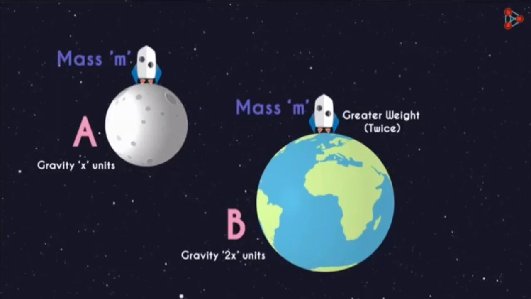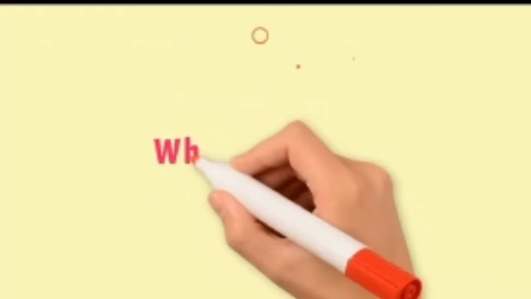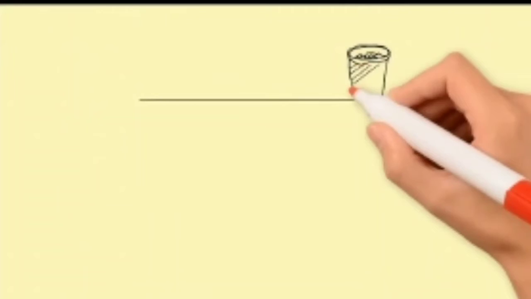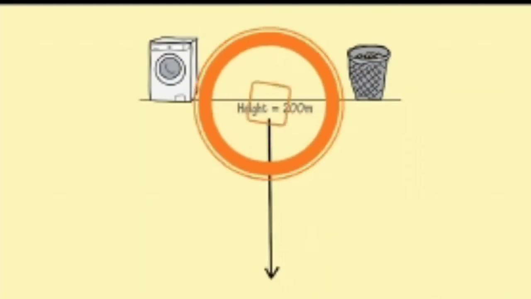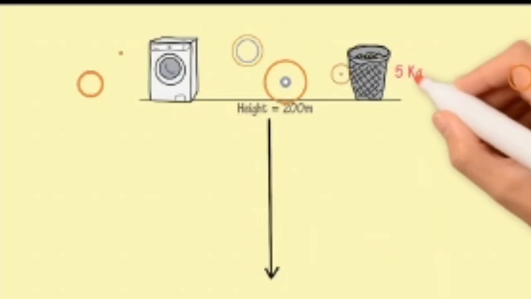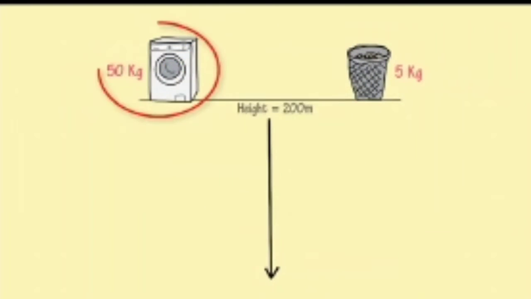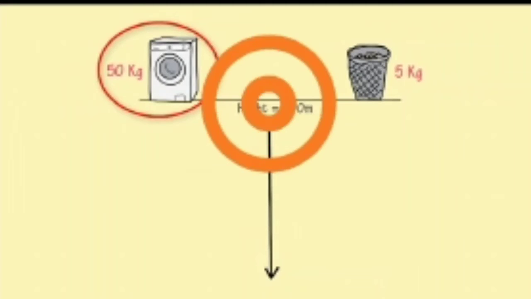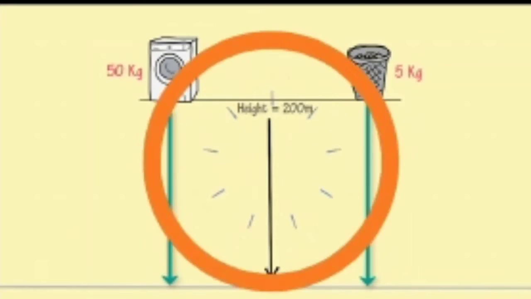So the weight of an object is a measurement of gravitational force acting on it. Understood that, now come to the topic momentum. Let's consider that two objects are falling down from a height of 200 meters. Let the mass of one object be 5 kg and the mass of another object be 50 kg. These two bodies will accelerate with the same speed towards earth.